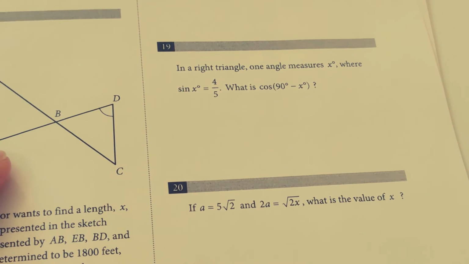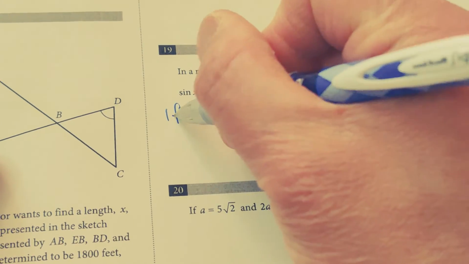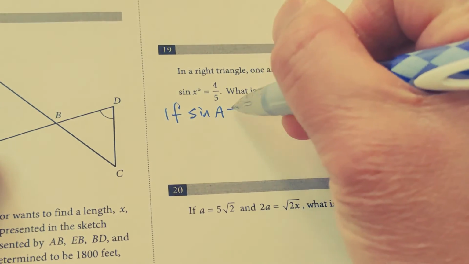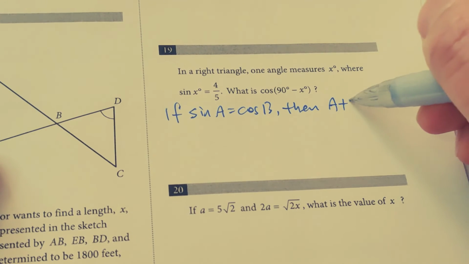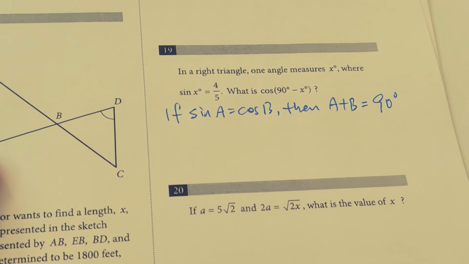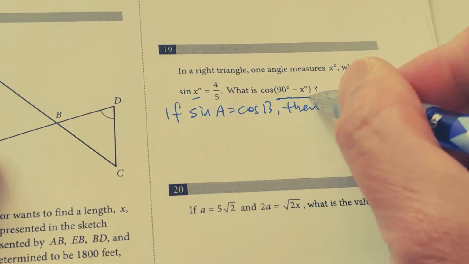Okay. Question 19. In a right triangle, one angle measures x degrees, where sine x degrees is equal to 4 over 5. What is cosine of 90 minus x? There is a trigonometric rule about sine and cosine that you should know: if sine A equals cosine B, then A plus B must equal 90 degrees. Alright, now take a look at this. We have x, we have 90 minus x.